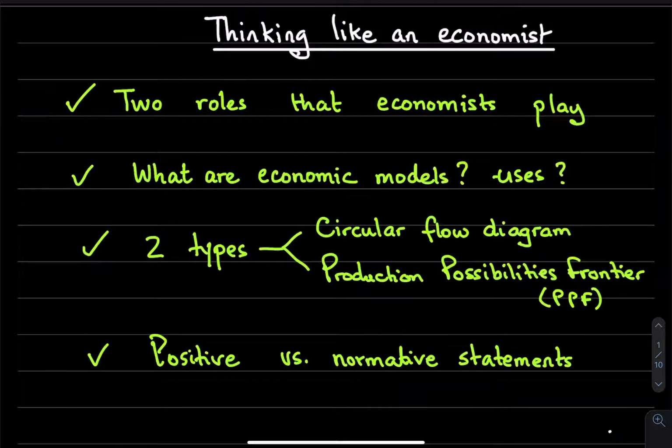Okay, so the way we're going to go about this chapter is we'll first talk about the two distinctive roles that economists play, and discuss how economists use different types of models to explain the world around us. And in this particular chapter, we're only going to be talking about two types of models. One is a circular flow diagram, and the other is a production possibilities frontier.